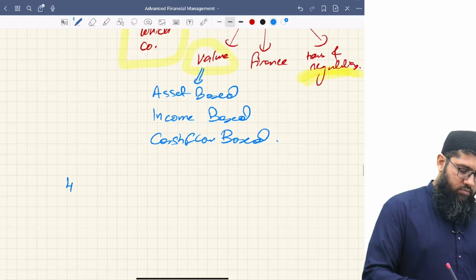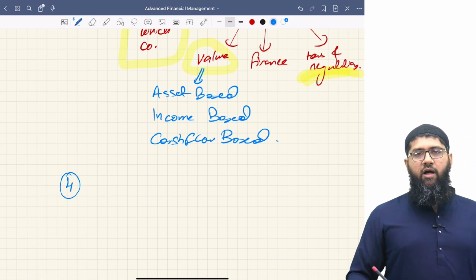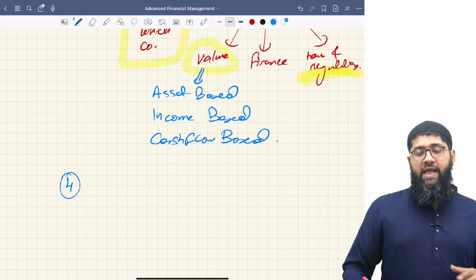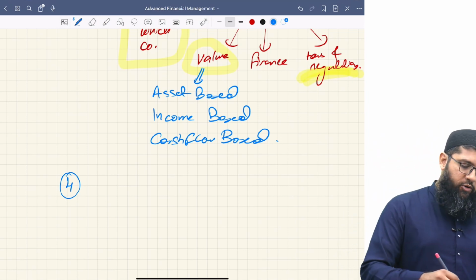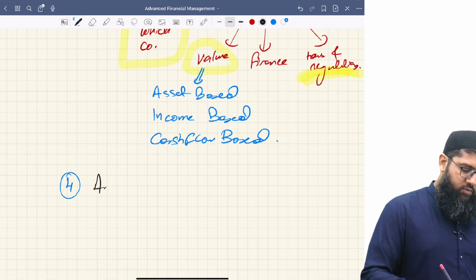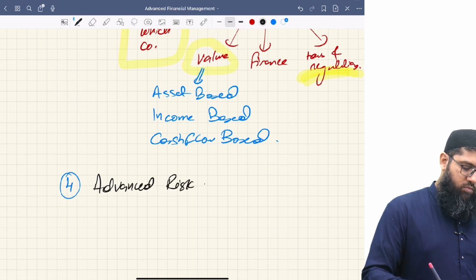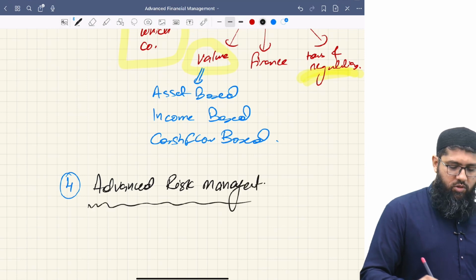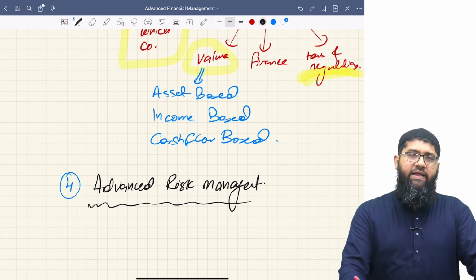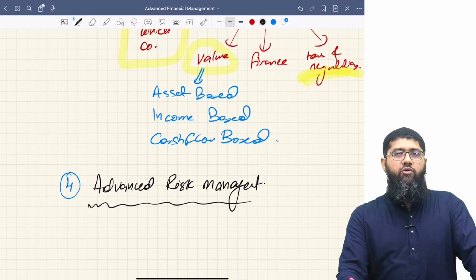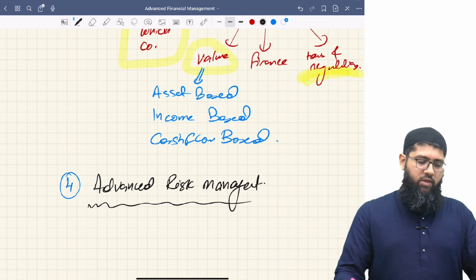Lastly, there is this fourth area of the syllabus, which is, again, there are many other areas, but this is a core area of the syllabus, which is about advanced risk management. Now when we talk about the advanced risk management technique, what are the factors that we need to consider? What are the things that we need to consider? Let's try to have an understanding.